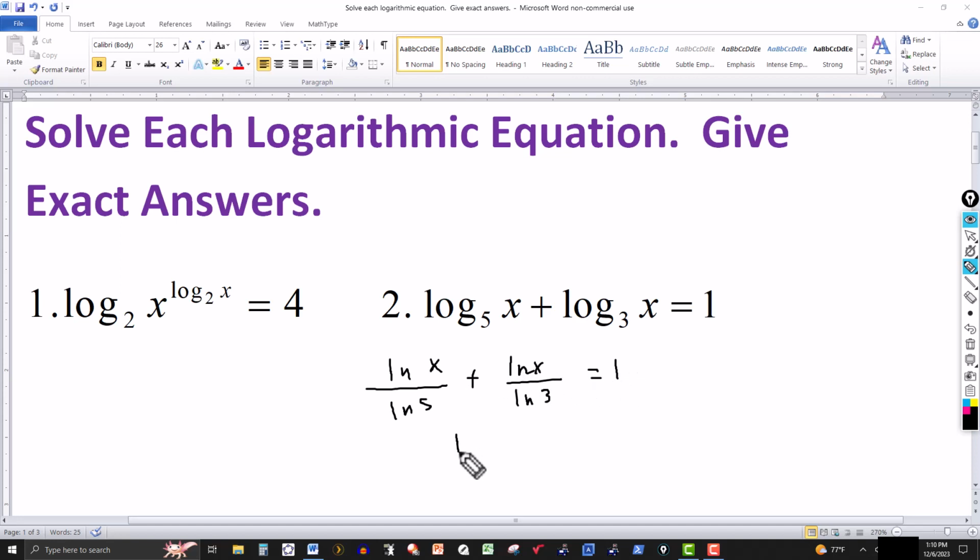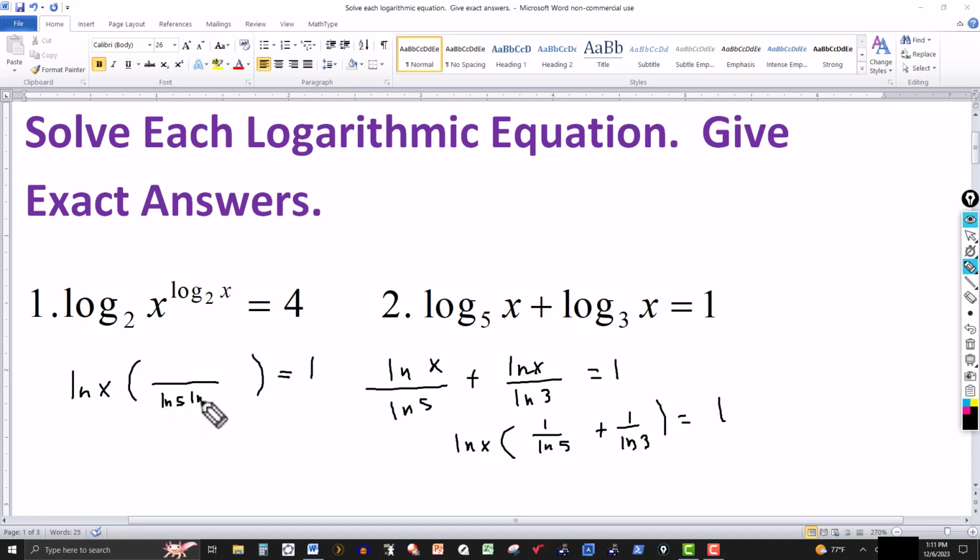And then go ahead and factor out the ln of x. ln of x there, ln of x there. So this will give me 1 over ln of 5 plus 1 over ln of 3. And that's supposed to be 1. Then I'm going to come over here and rewrite this. So I got the ln of x factored out, equal to 1 here. Then I'm going to combine these. So the lowest common denominator here will be the product of these two. So it's ln of 5 here times ln of 3.